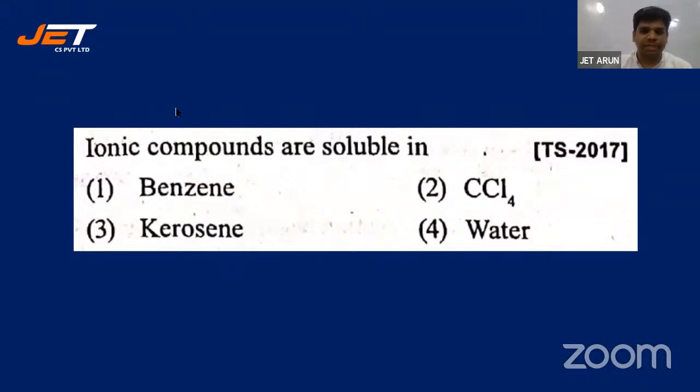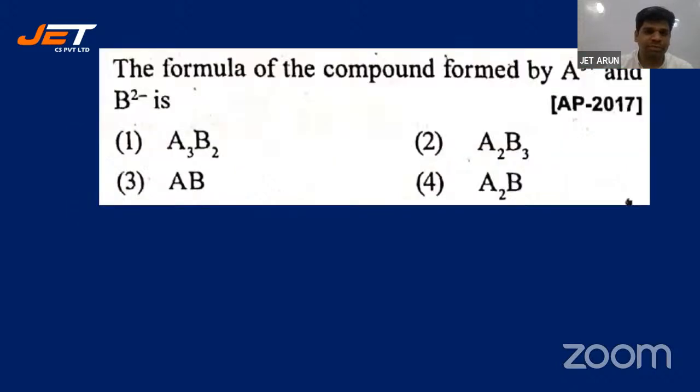Ionic compounds are soluble in benzene, CCl4, kerosene, water. Again, a question from 2017. Ionic compounds are soluble in. Okay, we'll talk about it. Fatima, we'll come to that. Focus on the questions now. All right. So ionic compounds are soluble in. I'll show you the answer. It's water. All right. Let's go for the next one.